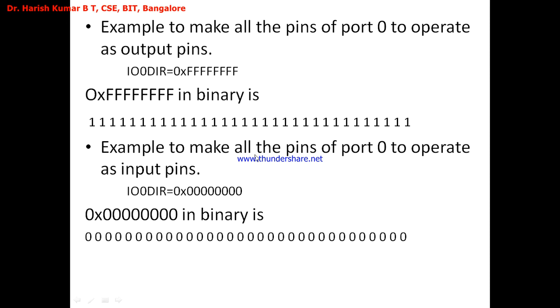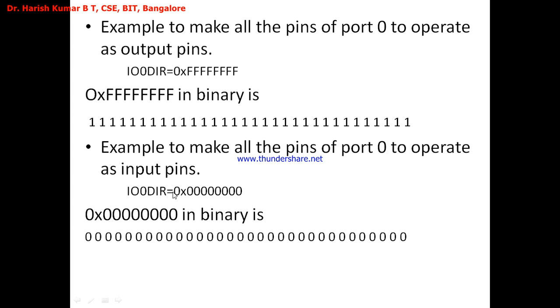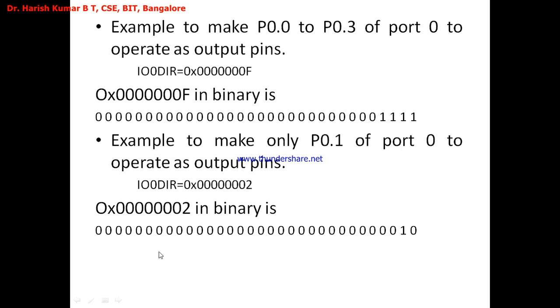And now similarly, how do I make all the pins of port 0 operate as input pins? For input, what is the value? I told you it is 0. Since it is port 0, I have to use IO0DIR equal to 0x00000000, and this in binary is 32 zeros like this. That means this 0 in IO0DIR indicates the port pin P0.0 operating as input, and all the pins of port 0 from P0.0 to P0.31 are acting as input pins.